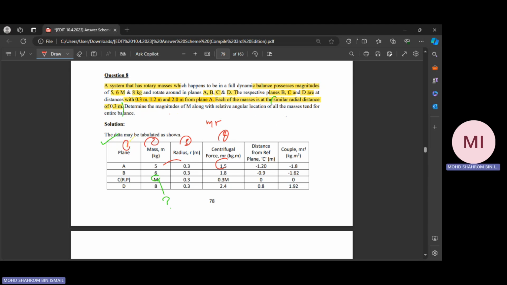These four planes are the ones that we already discussed and explored in our previous lectures. Now, for this lecture, we're going to explore the fifth column and the sixth column. For the sixth column, basically what they want is to know the distance from the reference plane. What does it mean by the reference plane?